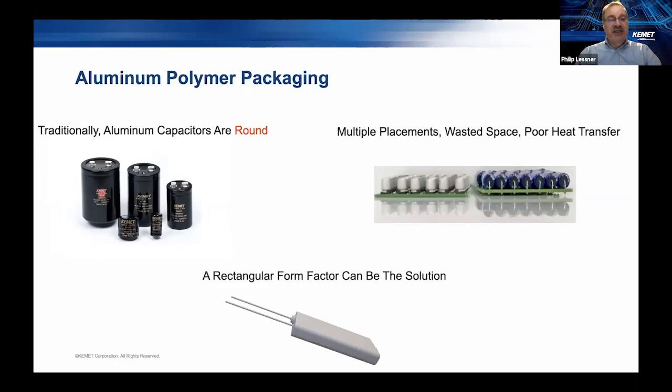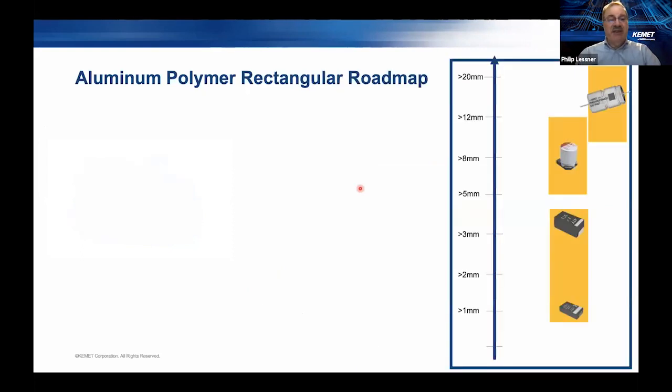So traditionally, as I think everybody knows, aluminum capacitors are round, whether they're polymer or wet electrolytics. And if you're placing multiple aluminum capacitors, that can result in having to do a lot of placements, and wasted space in between the capacitors. And since there's a lot of airspace in there, the heat transfer isn't the best. So KEMET has developed a rectangular form factor aluminum capacitor that can be the solution to overcome some of these issues with multiple round aluminum capacitors.